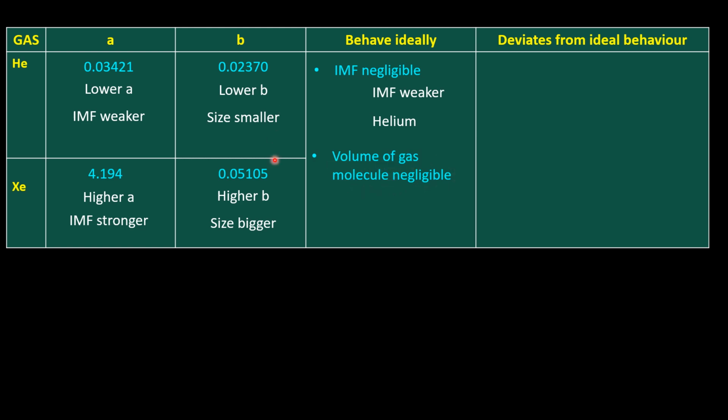Dia lemah. Kemudian kita tengok siapa yang volume of gas molecule dia boleh diabaikan? Yang saiz besar ke ataupun yang saiz kecil? Mestilah jawapannya yang saiz kecil, barulah kita boleh abaikan dia punya volume. Siapa yang bersaiz kecil? Yang bersaiz kecil adalah helium. So the answer is helium is expected to behave ideally.